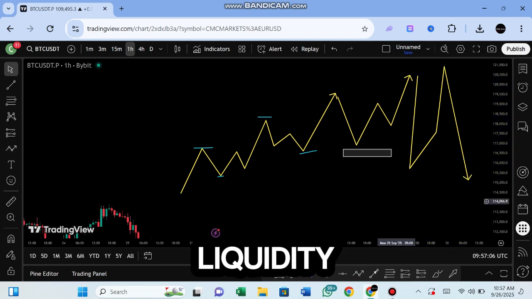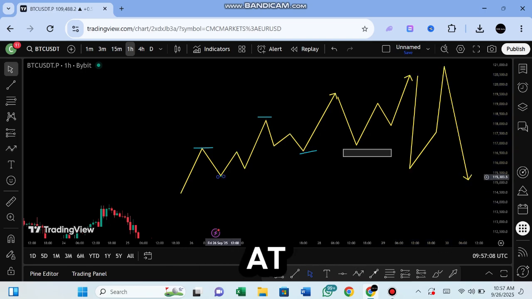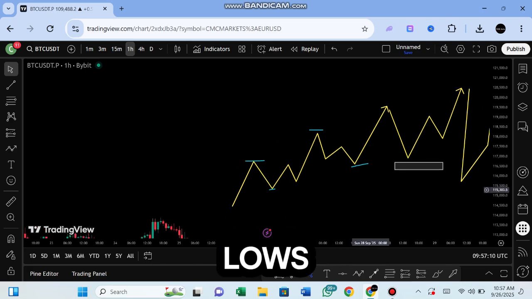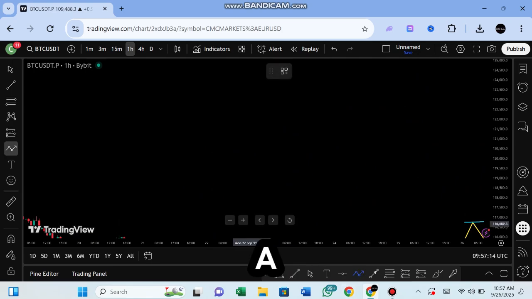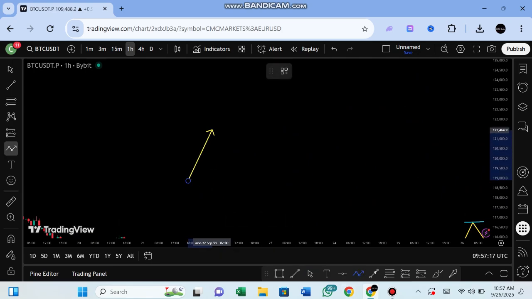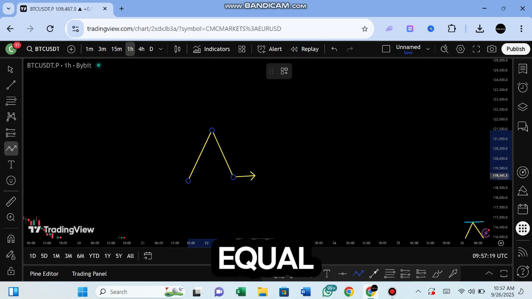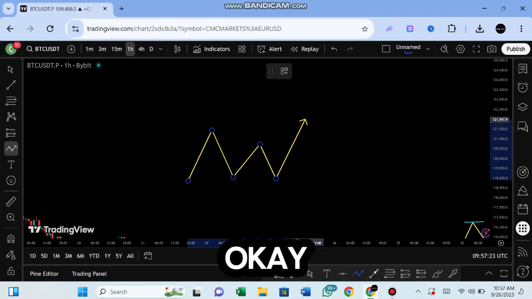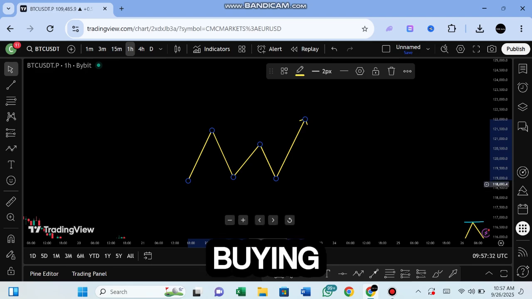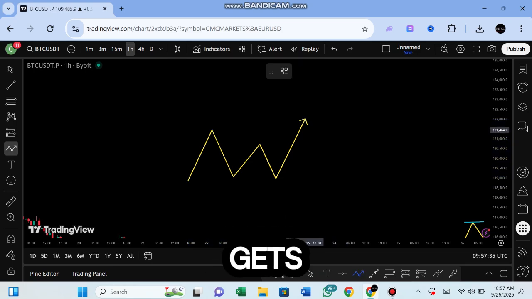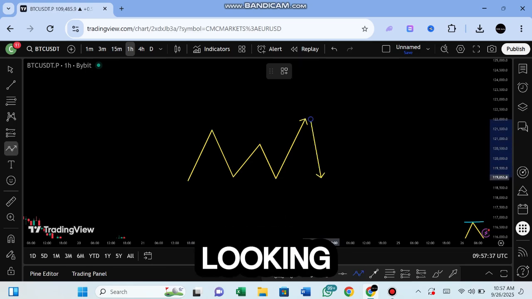So where is liquidity seen? Liquidity is seen at areas of swing highs and swing lows. Other places where you get to see liquidity are equal highs and equal lows. We all know that when we see equal highs or equal lows, it tells us the market wants to go up. For example, when we see equal closes, you know there is strong buying momentum coming in. The next time price gets back to this place, you're looking to buy.